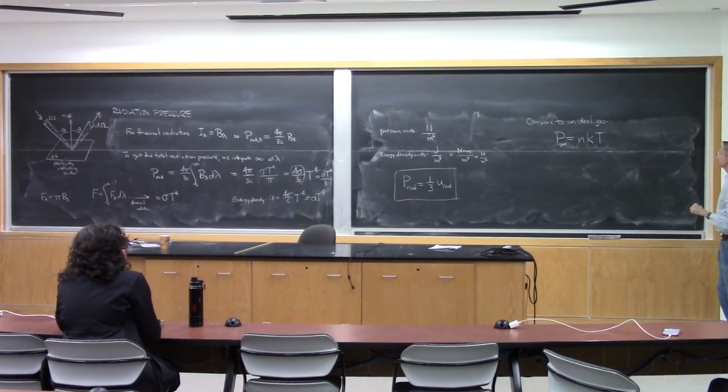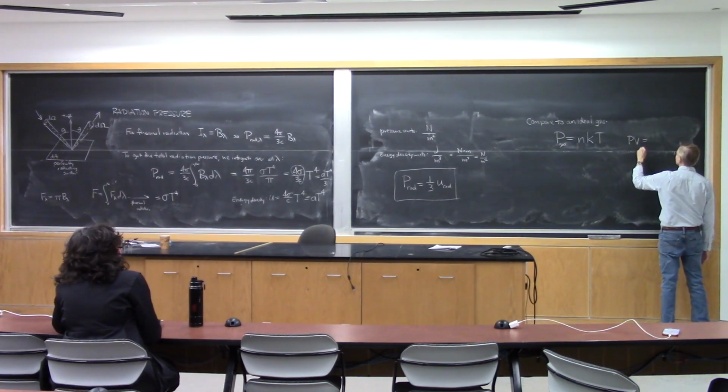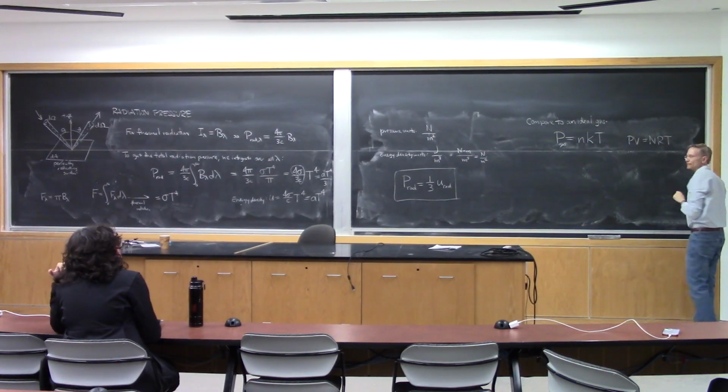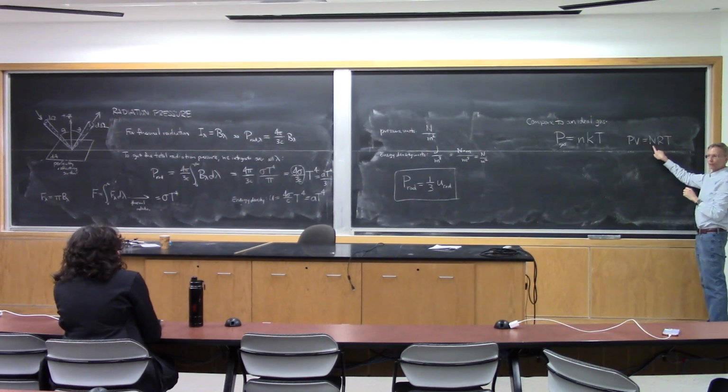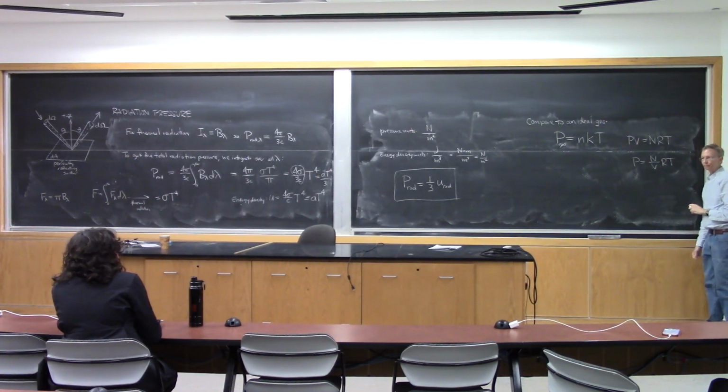It's entirely equivalent, because if you do PV = nRT, where n is the number of moles and R is the so-called gas constant, well, just divide through by the volume. P is n over V RT. So it's the number of moles per unit volume times the gas constant times the temperature.